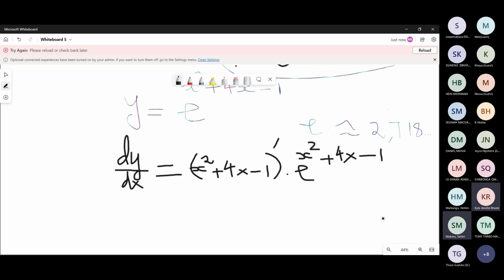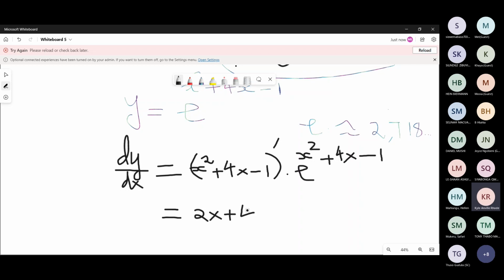And now, what's the final answer? Why did you stop? You started well. We were talking. Why did you stop? Now we have x. Okay, then we get 2x plus 4. Yes, 2x plus 4. Multiplied by e to the power of the whole function.